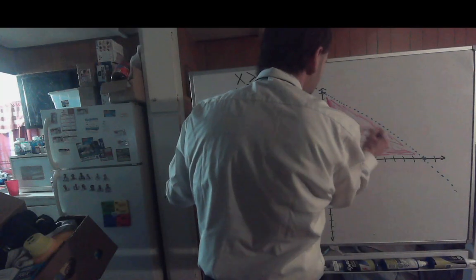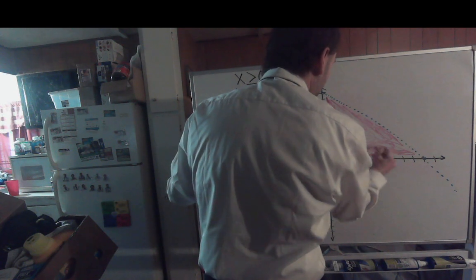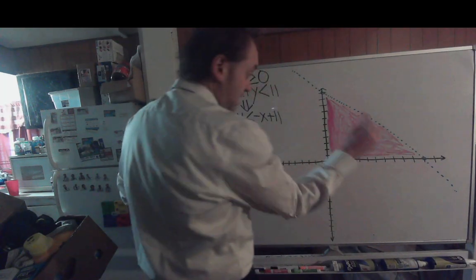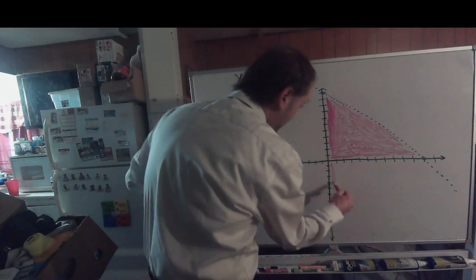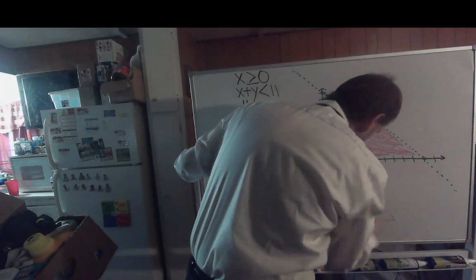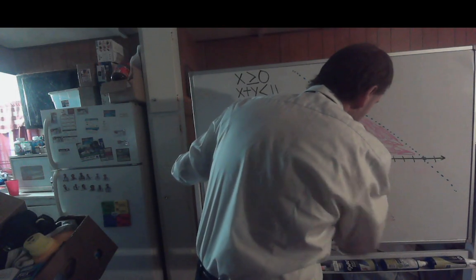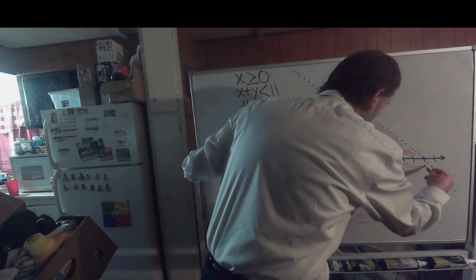Now, however, that line where x plus y is less than 11 is not part of your solution set. That's why it's a dotted line. Now, not only do you have that piece, you have all this too. Man, I'm really going through this marker. These do get pretty messy though, shading your regions.